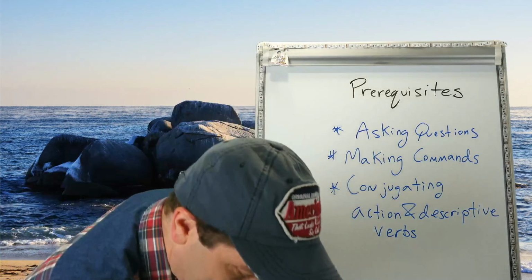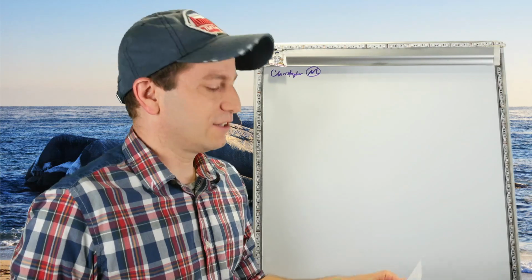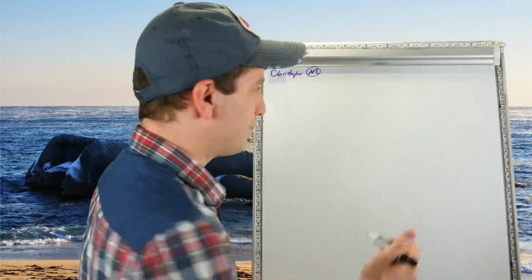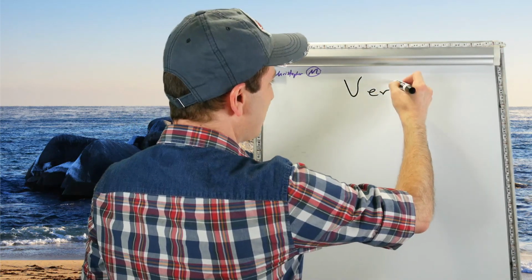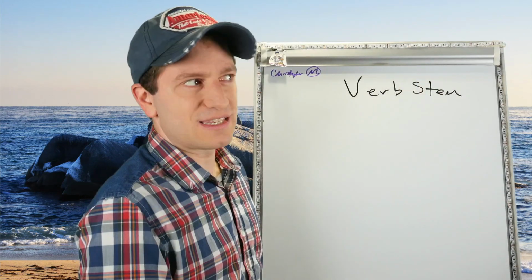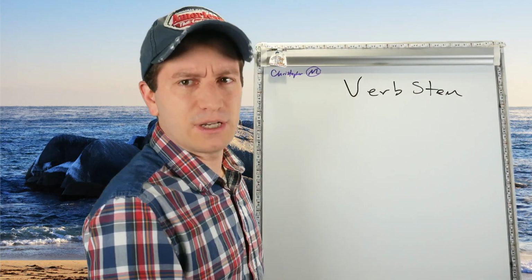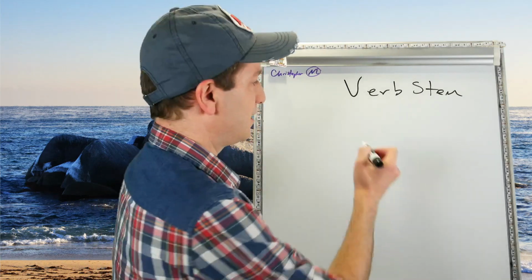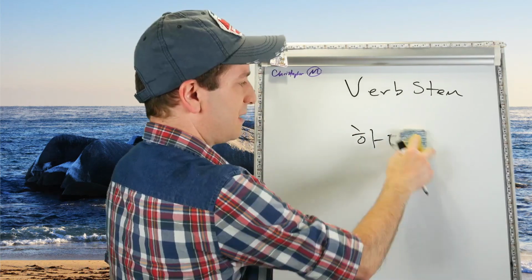Hello, everyone. So the form we're going to be learning today is a beginner level form. And the way you make it is you just take a verb stem. So the verb stem is simply the unconjugated verb minus the ta at the end. So if you have hada, the verb stem is ha.